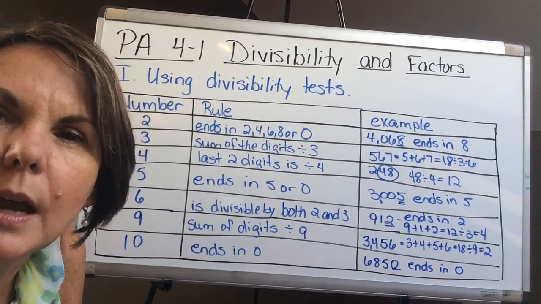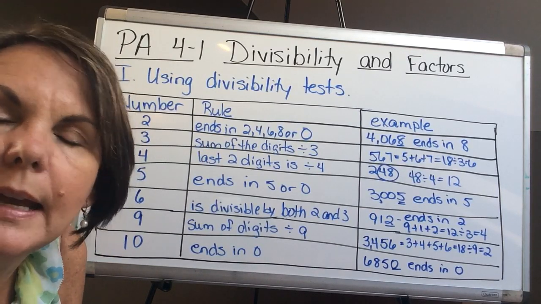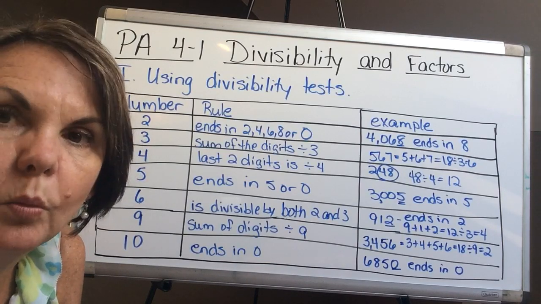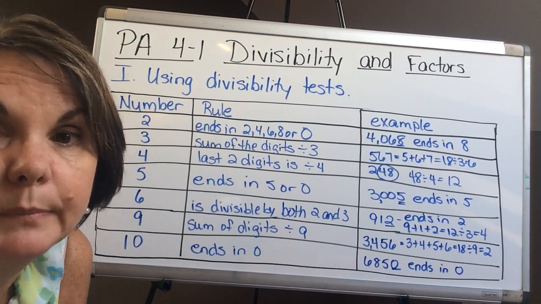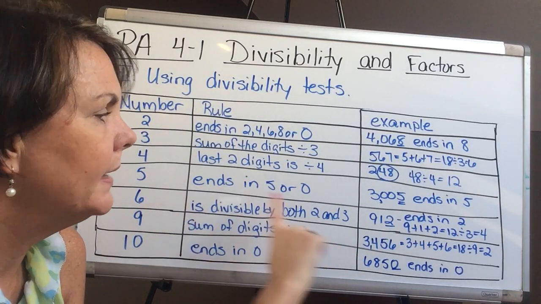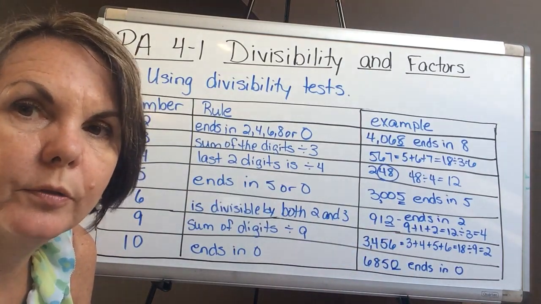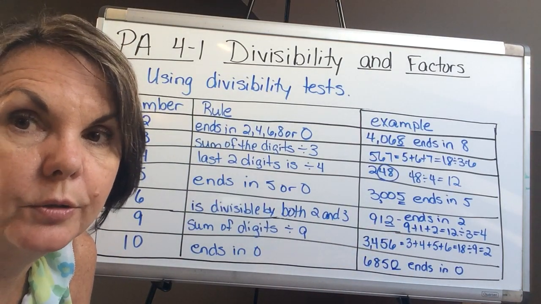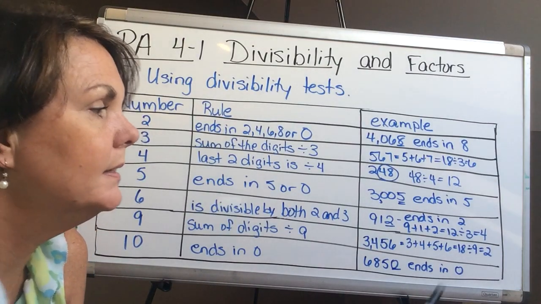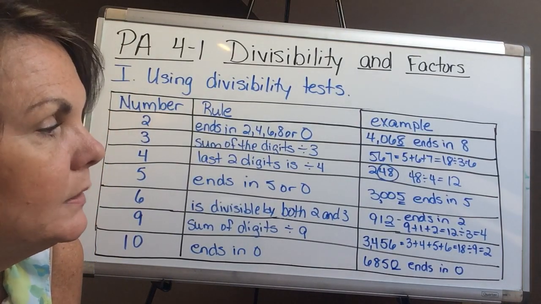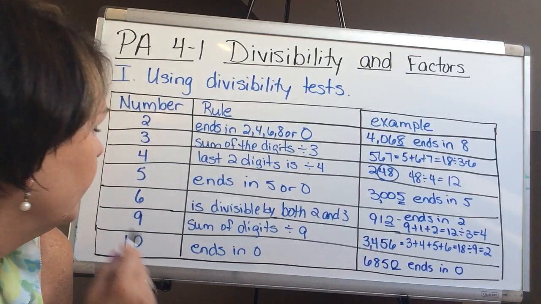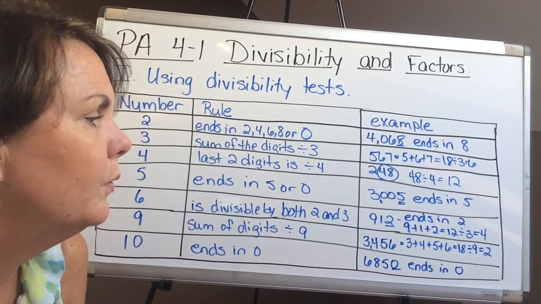The number 9. 9 is very similar to the number 3. It's the sum of the digits again, but instead of dividing by 3, you're going to divide by 9. Why? Because 3 is a factor of 9. Kind of makes sense. Let's take a look here. I'm going to go back to number 6, 912. Well, it's divisible by 2 because it ends in a 2. And when I add up the digits, 9 plus 1 is 10 plus 2 is 12, and 12 is divisible by 3. It's 4 times, so it is divisible by 2, it is divisible by 3, so it is divisible by 6.